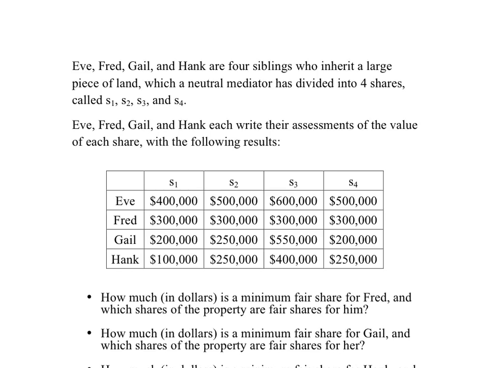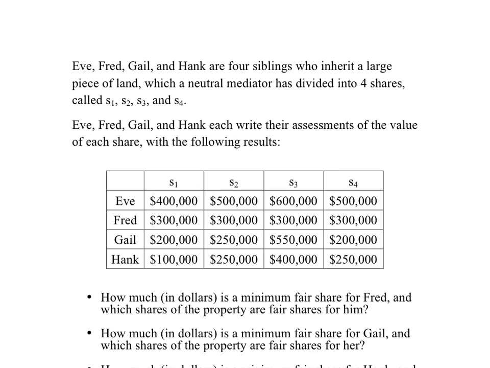Our example from last time involved dividing up a large piece of land among 4 siblings who have inherited it, and a neutral mediator comes in to divide up the land into 4 shares, 4 parcels of land, and the hope is that there is a way to divide these specific 4 pieces of land among the 4 siblings so that everyone will get what they consider to be a fair share, according to our definition of fair share.